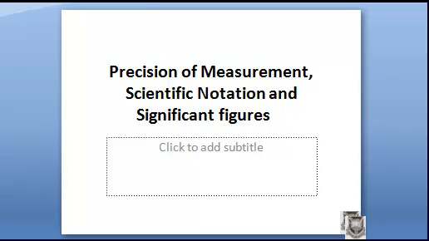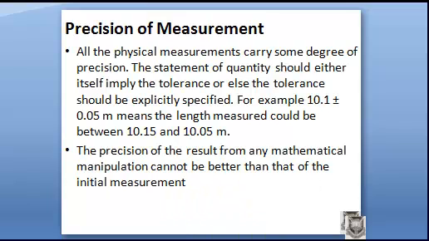We will be moving to another major topic, which is precision of measurement, scientific notation, and significant figures. All physical measurements carry some degree of precision. The statement of quantity should either itself imply the tolerance, or else the tolerance should be explicitly specified.